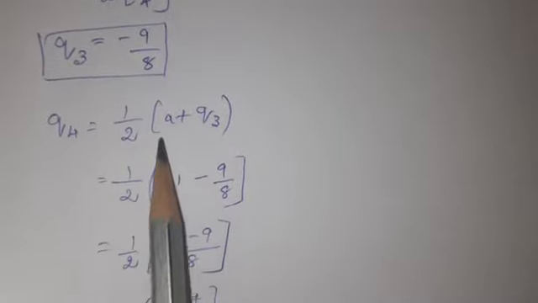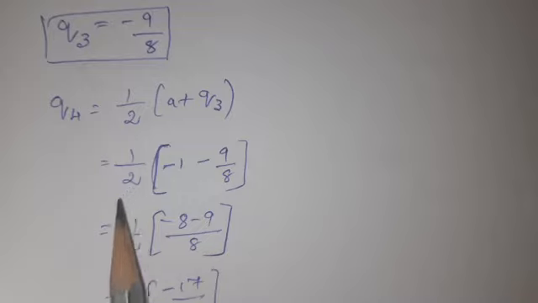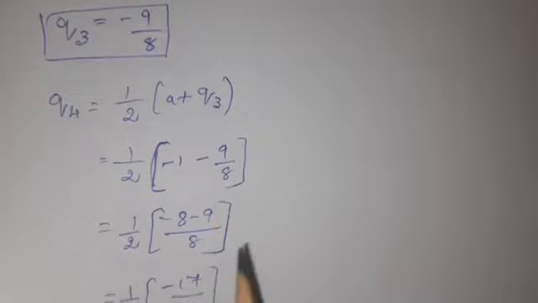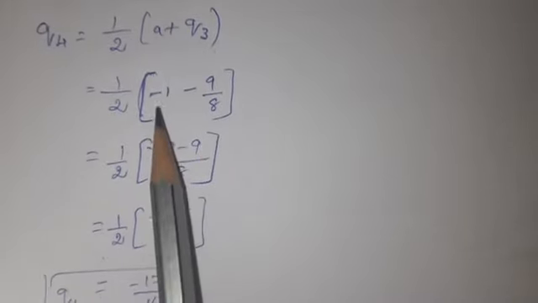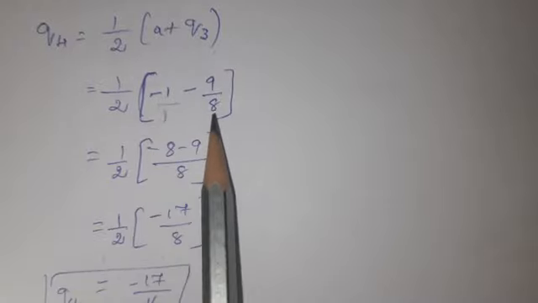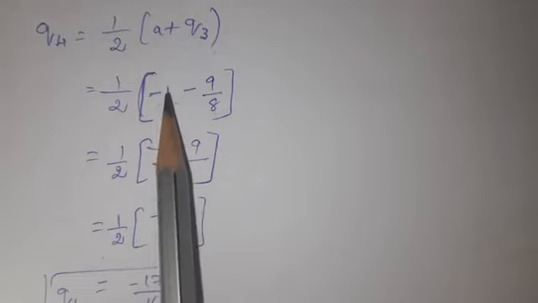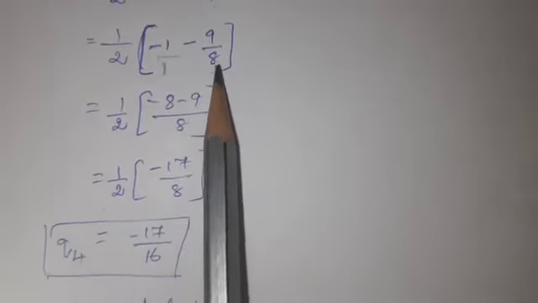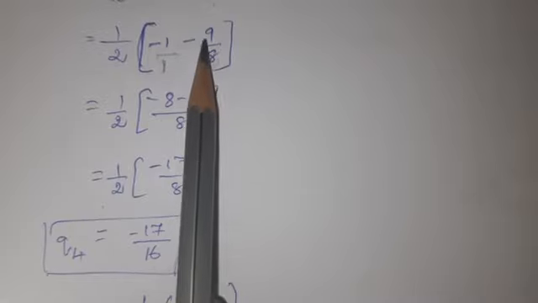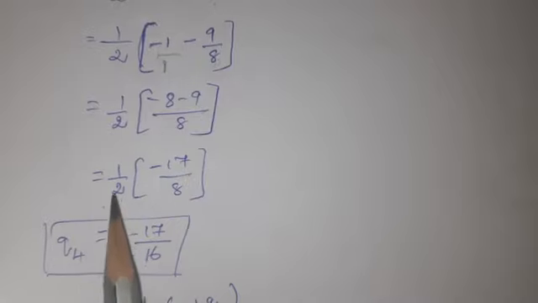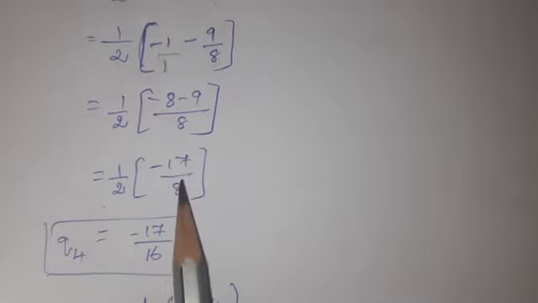Q4 is equal to 1 by 2 into (a + Q3). The value of a is minus 1 and the value of Q3 is minus 9 by 8. Substitute here. Then it is equal to 1 by 2 into, minus 1 can be written as minus 1 by 1. For that you should take the LCM of 1 and 8. The LCM is 8. Next, what number can we multiply with 1 to get 8? That is 8. So that number should be multiplied with the numerator. Minus 1 into 8 is minus 8. Here we already have 8 in the denominator, so no need to multiply. Directly write whatever is present in the numerator, minus 9. It is equal to 1 by 2 into, when you add you will get minus 17 by 8.